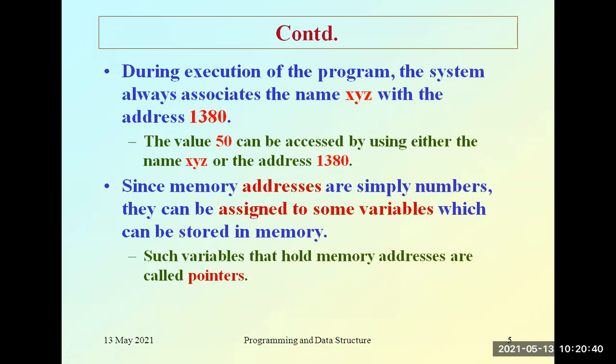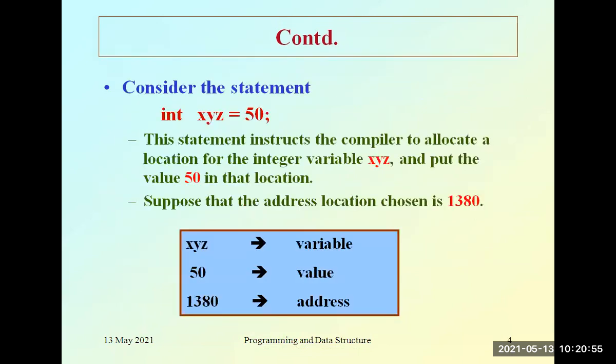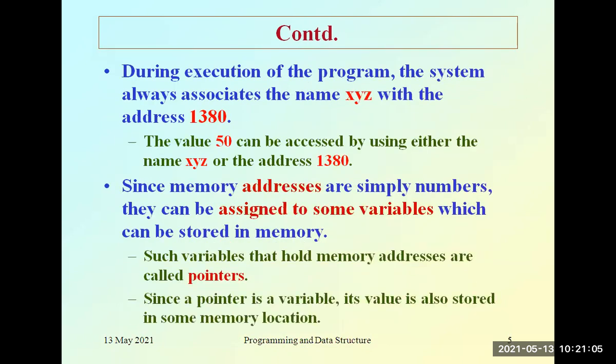If you assign an address to some variable, we call such a variable, which holds the memory address, a pointer. See here, we give int xyz equal to 50. When we give int, it allocates memory for xyz with some address, 13850. So if you want to store the memory address in a variable, we use the concept called pointer.